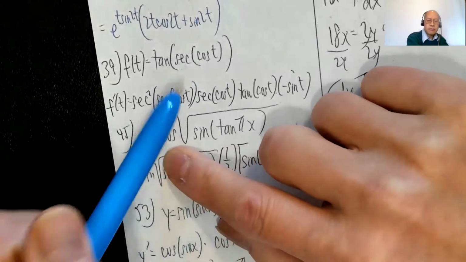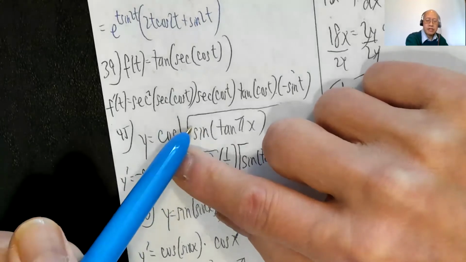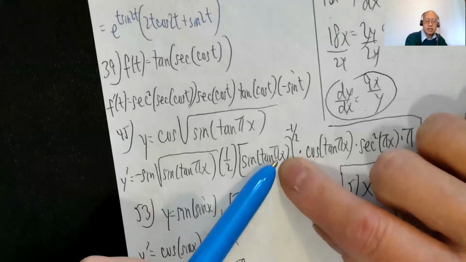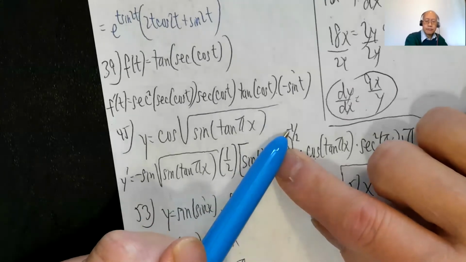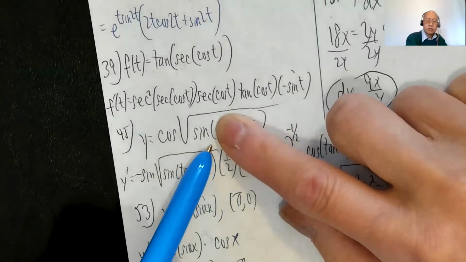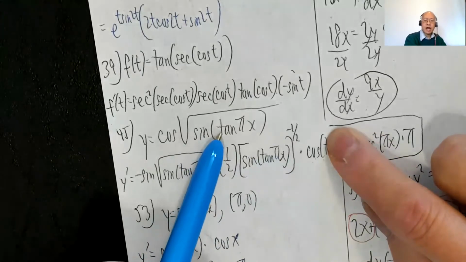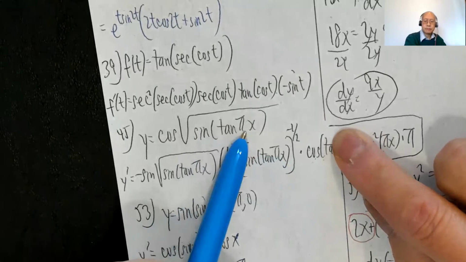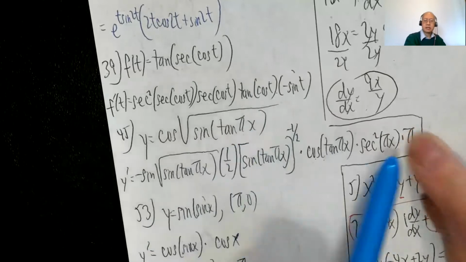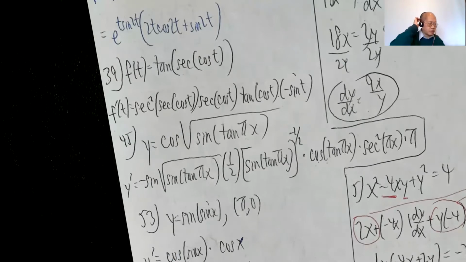Okay, so cosine's done. The next outside function is a square root. So it's blah blah blah raised to the 1/2. So it's times 1/2 sine tan pi x, tan pi x to the negative 1/2. And now I'm done with the square root. The next function is sine. The derivative of sine is cosine. So cosine tan pi x, done with that, times the derivative of tan pi x, secant squared pi x, times the derivative of pi x, which is pi. So there we go. You just do one after the other, so to speak.